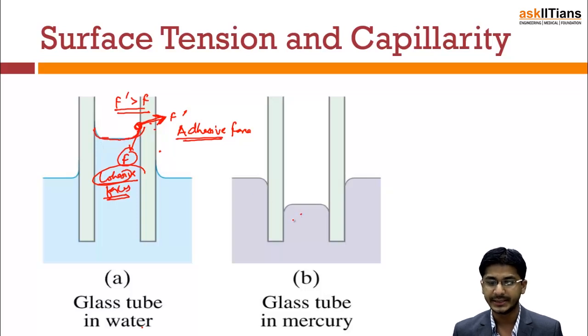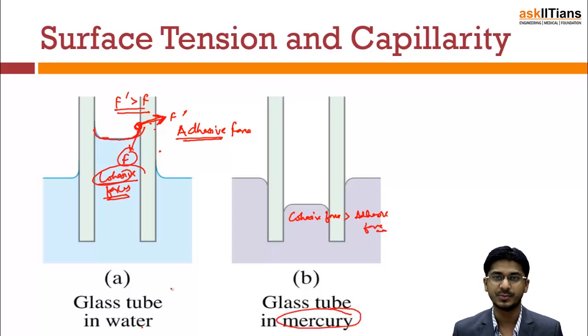Here you can see that the cohesive forces are greater. Here the cohesive force is greater than the adhesive force, and the surface tends to become like this. This normally happens in the case of mercury. When you put mercury in a glass tube, the surface tends to become like this.